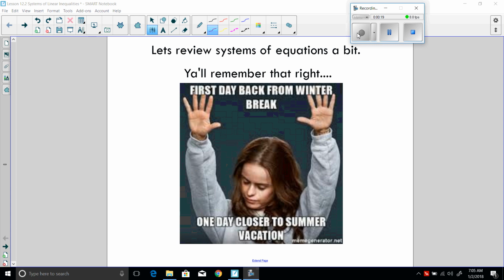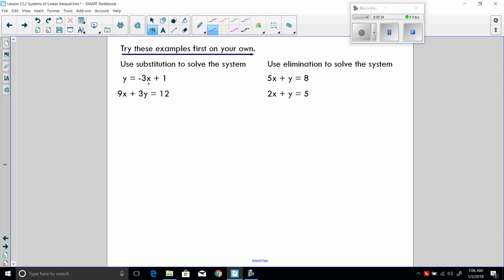Good news is that today it's going to be new material, quote unquote, new material, but really all we're doing is combining some things you already know. But what we're going to do first is review a little bit what we already know about solving systems, okay?